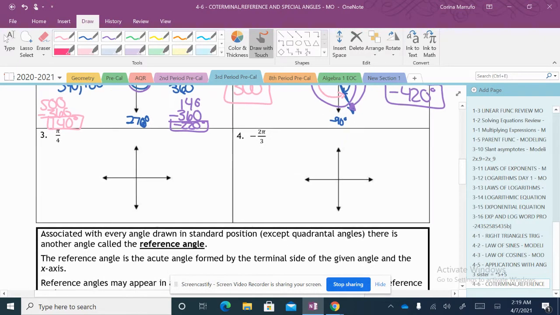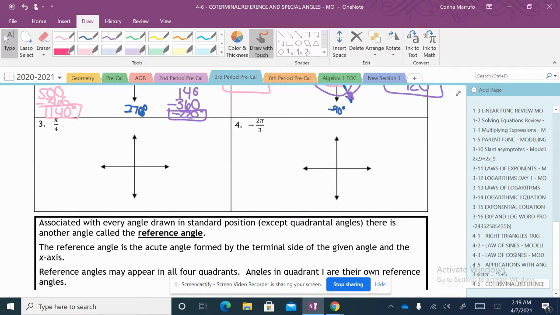Okay, so the next one here says pi over 4. I showed you guys how to change it to degrees if you're not comfortable with pi over 4. Remember, from here to here is pi. If I take this section here and cut it into fourths, 1, 2, 3, 4, we are only worried about one of them. So 1 over 4. I can go ahead and erase this. So this is my angle here, pi over 4.